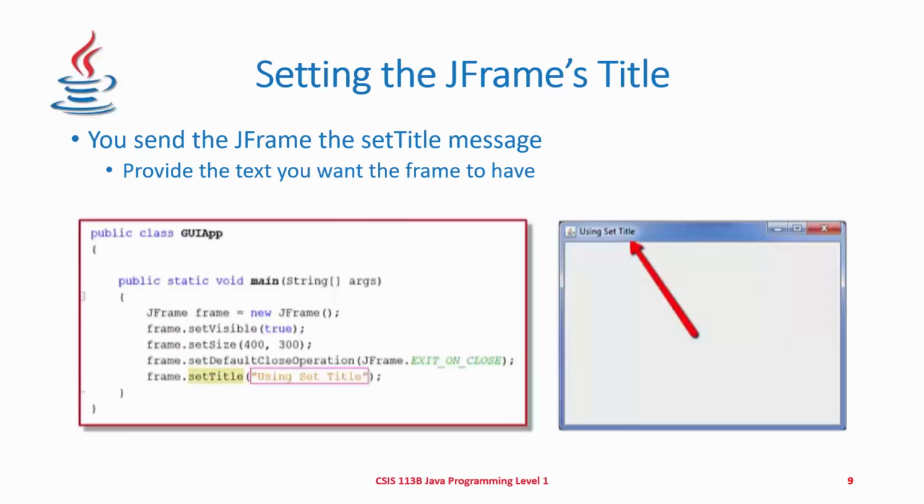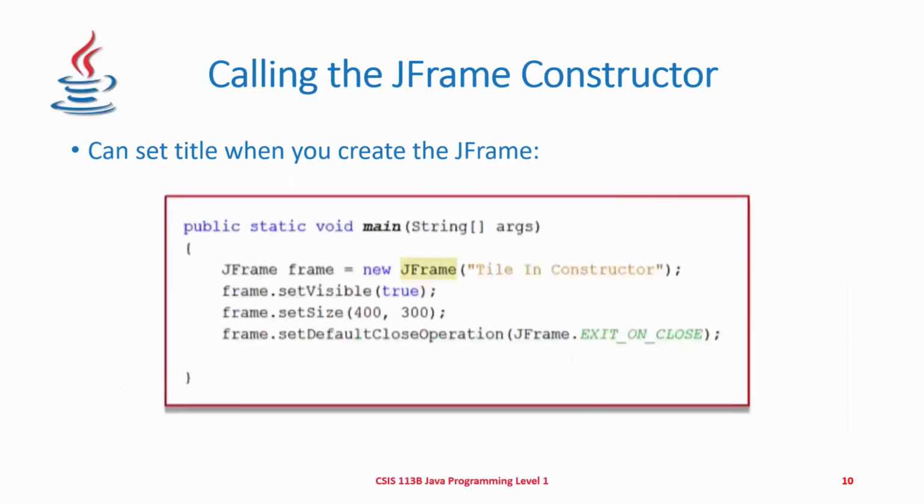You can also use a method to set the JFrame's title. It's the setTitle method, and we just pass in a string value to it. And if you see the graphic there on the right, based on the string value that we passed into the setTitle method, that's what's going to display up on the title bar. Now you can also pass the title in when you create a new instance of a JFrame. So that's what this example is showing you.